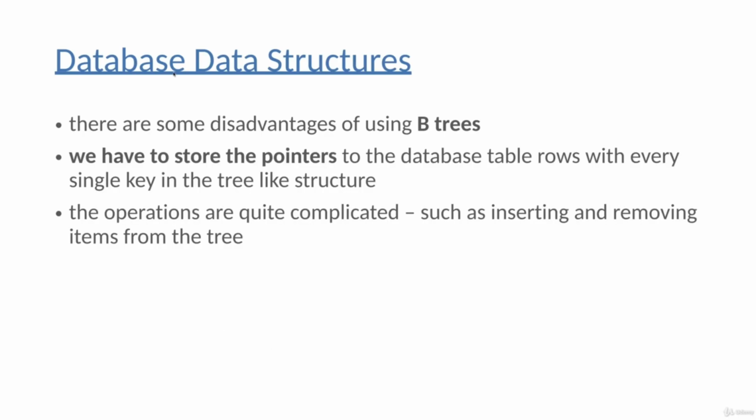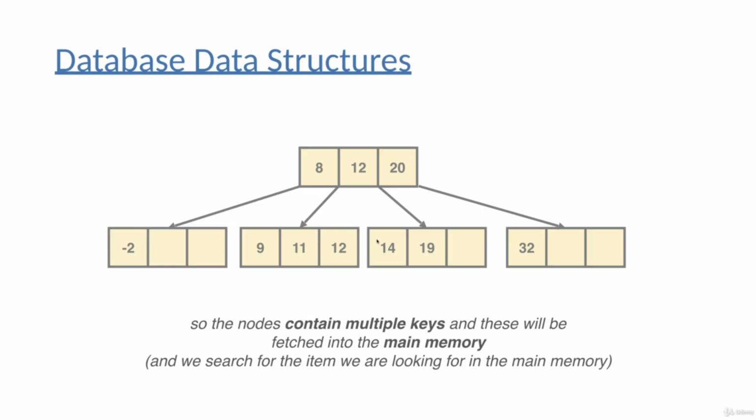Okay, and another disadvantage for B trees is that the operations are quite complicated, such as inserting or removing items from the tree-like structure. So for example, if we want to insert a given value into a node that is already full, then we have to split the original node into two, and it may happen that we have to delegate a given value up to the parent node, and of course it may happen that we have to split the parent node into two halves as well, and then we have to delegate the middle value to the parent node, and so on. So it is quite complicated to implement a B tree from scratch, as far as insertion and as far as the remove operation is concerned.